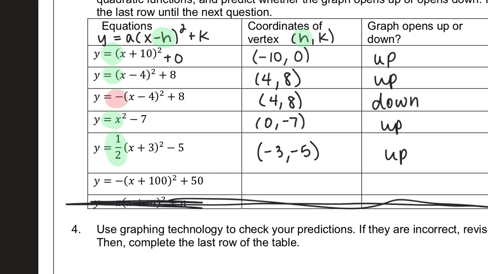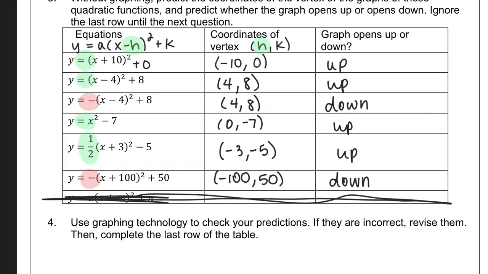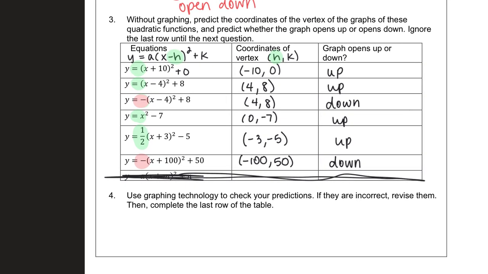And our last one, we have x plus 100, so that means the x value of the vertex is a -100. And then we have plus 50, so the y value is 50. Then, if we look at the beginning of our equation, we do have a negative, so that means this graph opens down. Okay. Again, we're not going to do that last one, so you guys are good to stop here, but please write down any questions that you have at this time.